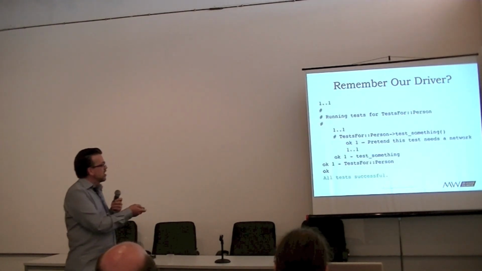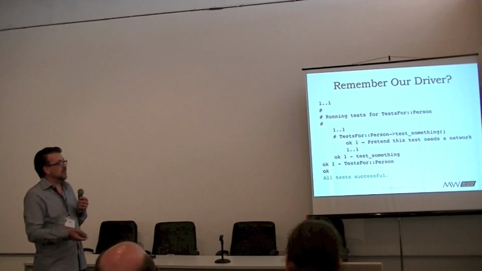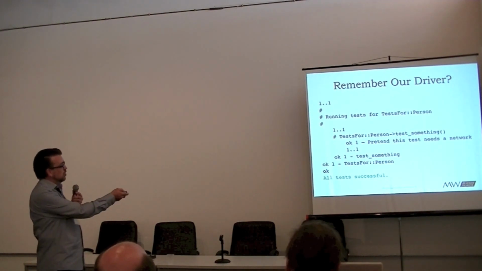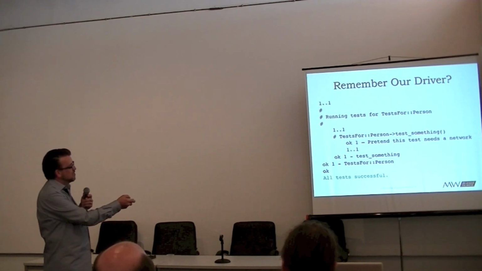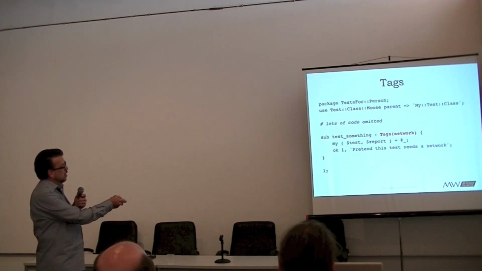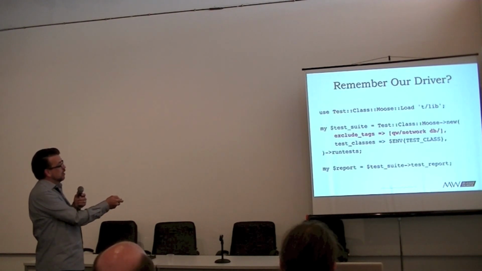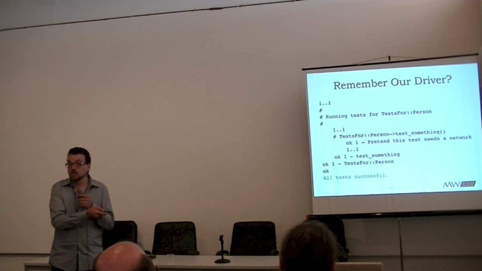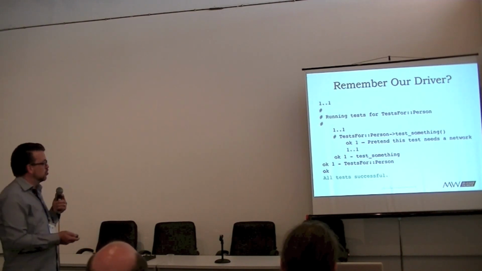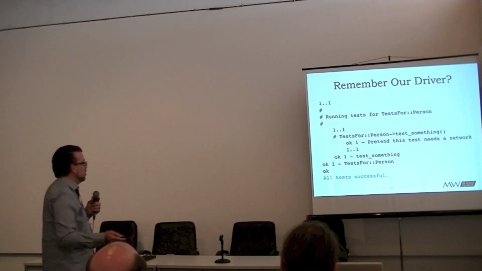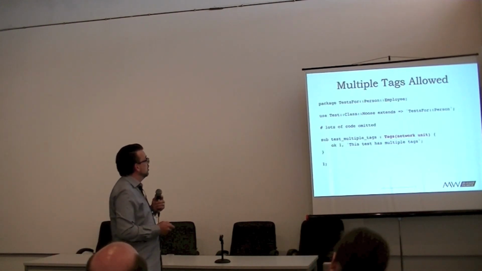And in this case, for our driver, this is the fake network test we have. Pretend this test needs a network. Test for person. Only this test got run because the test something test is what was tagged with network. The other tests, which I omitted here, are not going to be run. So great. Now, all of a sudden we're starting to get some very interesting control over our test suite, something you just can't do otherwise. Like I said, I'm really happy with this feature.